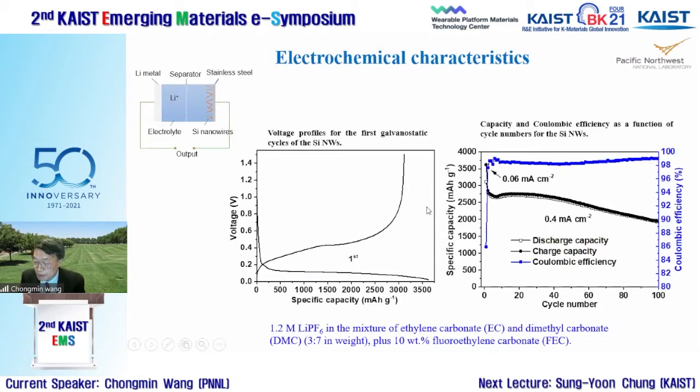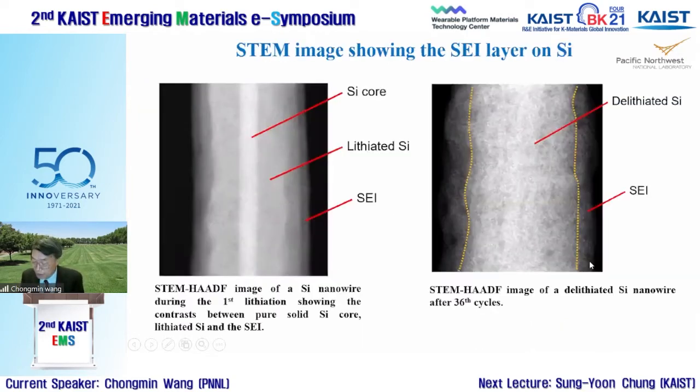So fundamentally, this is the cell with a nanowire, and then you cycle the batteries. There's a voltage profile, and over the cycles you can see the capacity gradually decreasing. Then we monitor the structure very carefully. This is a STEM image, and after the first lithiation you can see the unreacted silicon here, and you get an SEI layer on the very top surface.